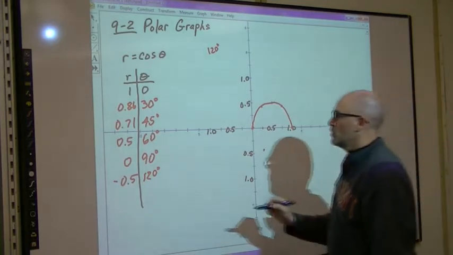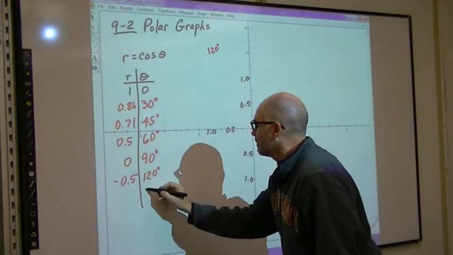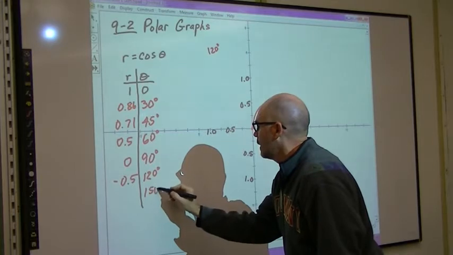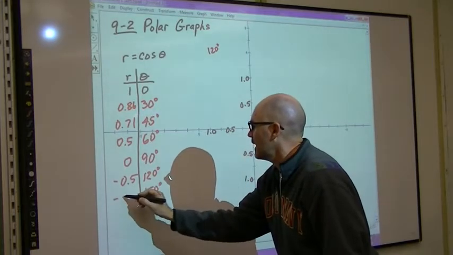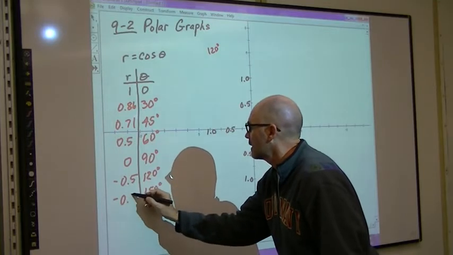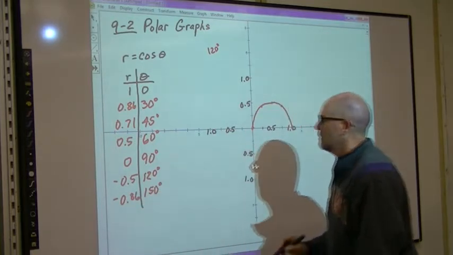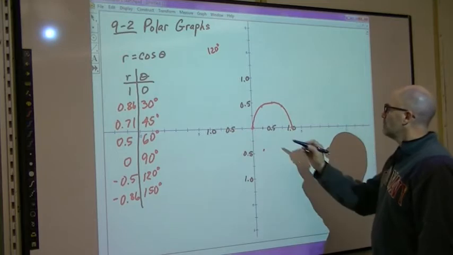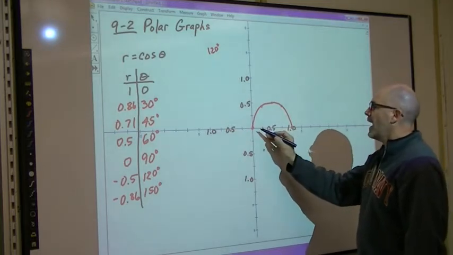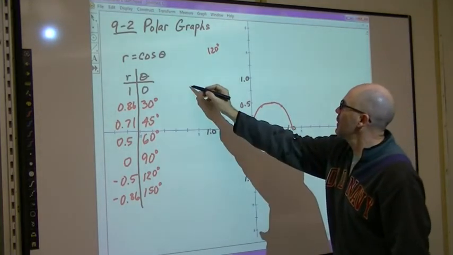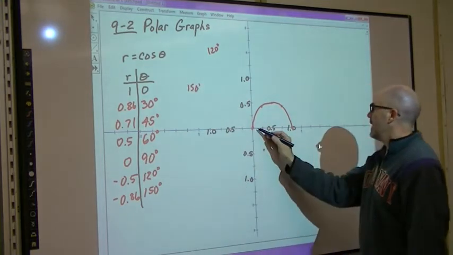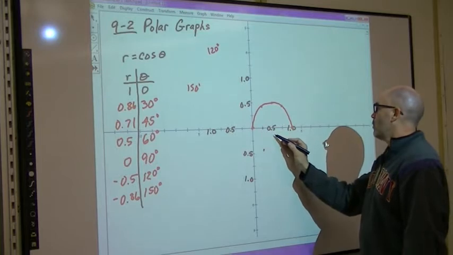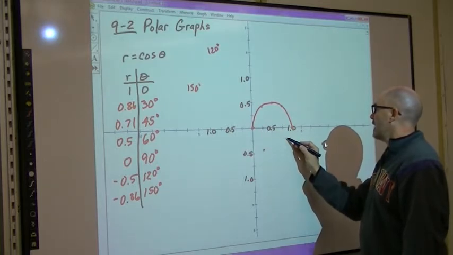Now, if I go to 150, cosine 150 is negative square root of 3 over 2, so it's negative 0.86. Negative 0.87, actually. So at 150, we're going this way. But remember, we're going away from that. So we're going 0.5, 0.75, 0.86 would be right about there.